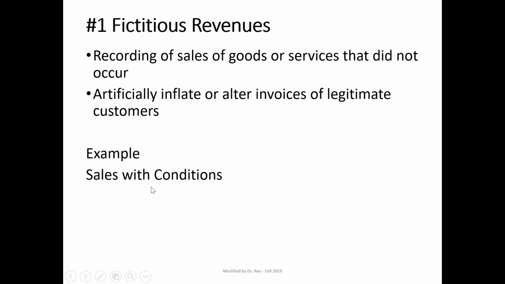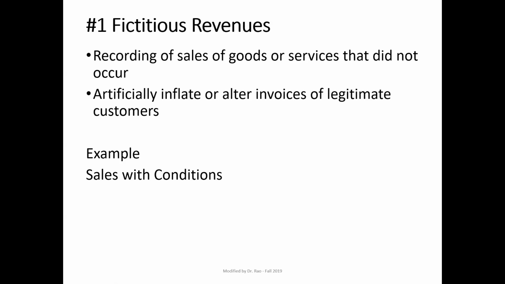A quick example is sales with conditions. This is when you have a sale with the right to return. You're not supposed to recognize your sale until those conditions have been met. What's the condition? The condition is the right to return. So once that period passes where the customer can no longer return the goods to me, only at that point of time I'm going to recognize it as revenues, not until then. If I do it before that, it's a fictitious revenue.